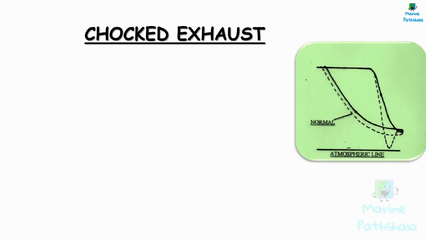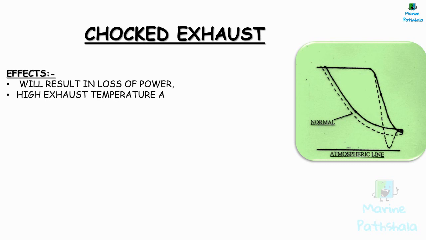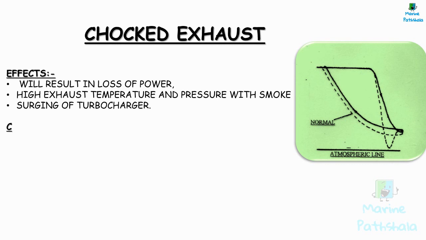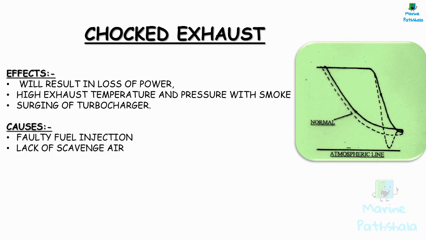Next is choked exhaust. Here, the curve for the light spring diagram is shown in the diagram. The effects of choked exhaust are loss of power, high exhaust temperature and pressure with smoke, and surging of the turbocharger. Causes of choked exhaust are faulty injection, lack of scavenge air, excessive cylinder lubrication, and fouling of the exhaust system.